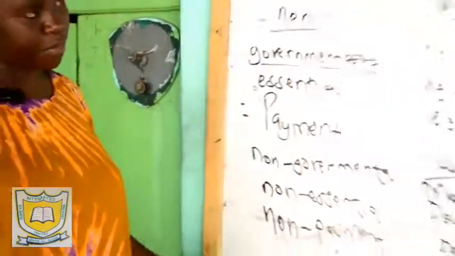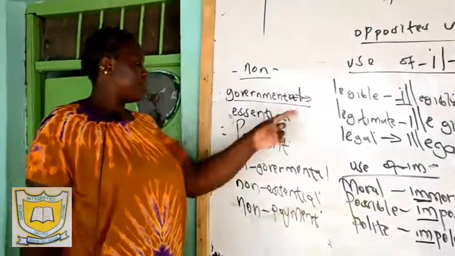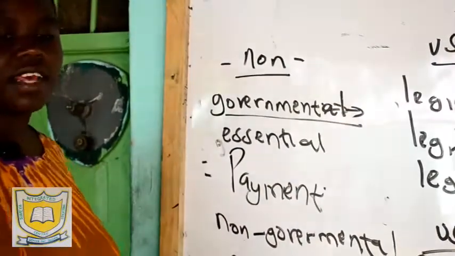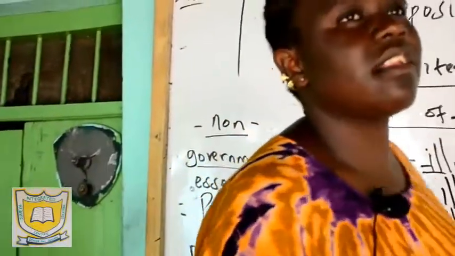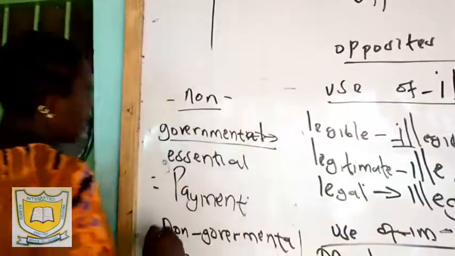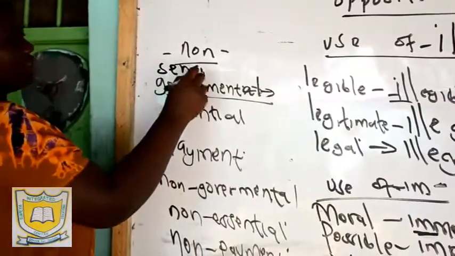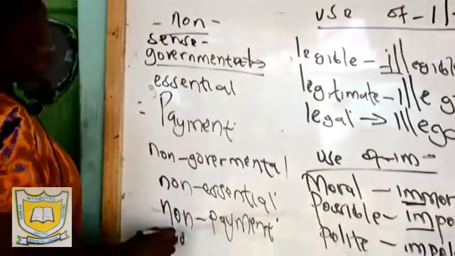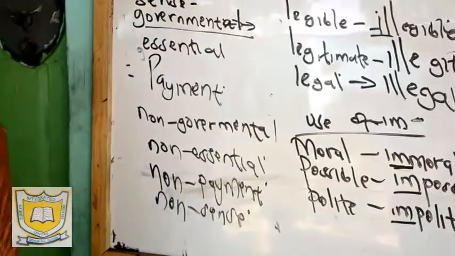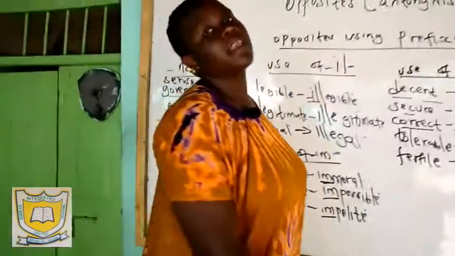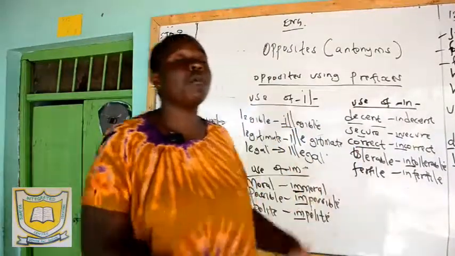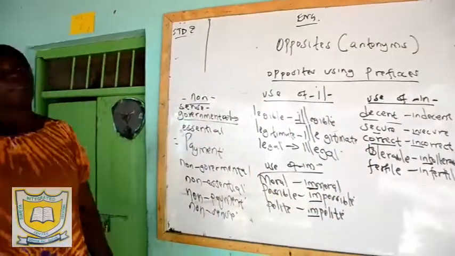So we can also use non as a prefix to come up with the opposite of a word. For example, governmental, and then I have essential. Essential means it is important that it is there. And then you can have sense. If something does not make sense, it is nonsense. Just remember, you can write nonsense without a hyphen. So sometimes we can form opposites of words by using the prefix non.